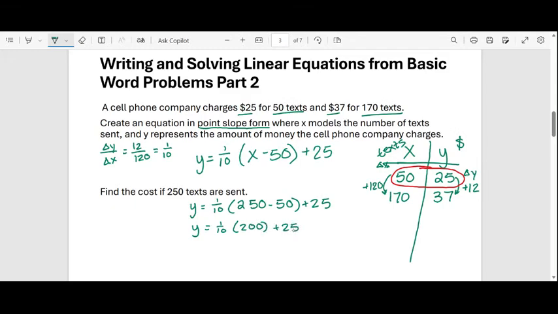Then I'm going to do my multiplication. I'm going to do 1/10 times 200. And 1/10 times 200 is going to give me 20. It's going to be just 20. So it would be 200 divided by 10, which is 20. And then I'm going to add the 25. And we'll say 20 plus 25 equals 45. So the cost to send 250 texts is $45.